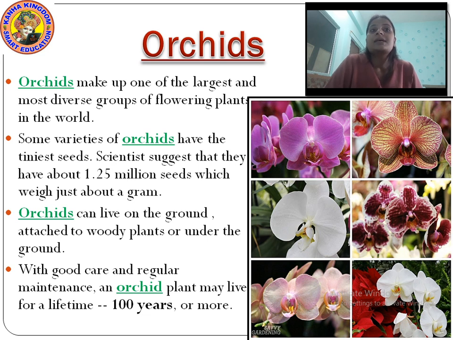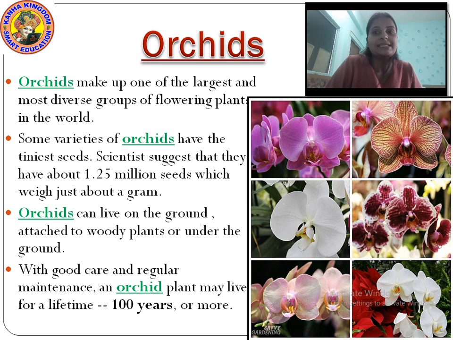Some varieties of orchid have the tiniest seeds. Orchids have so many different varieties, and from those varieties, some have the tiniest seeds. Scientists suggest that they have about 1.25 million seeds, which weigh just about a gram.